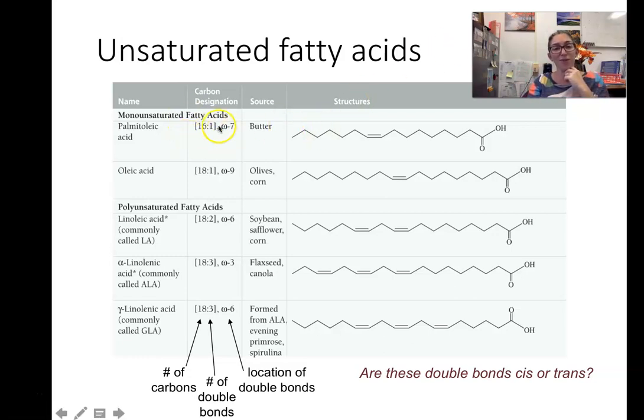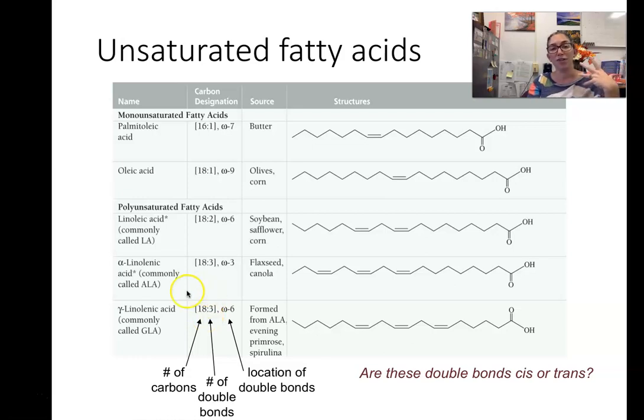So you'll see this sort of code system, this carbon designation. It's two numbers separated by a colon within brackets, and then a comma and this funky looking W, which is a lowercase omega, Greek letter omega, dash number. The first number inside the brackets indicates the number of carbons in that fatty acid chain. The second number indicates the number of double bonds.